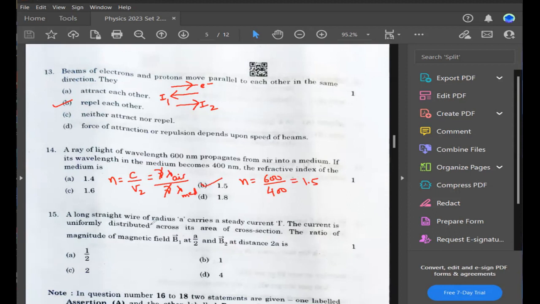B option is correct. Next is a long wire of radius A carries a steady current I. The current is uniformly distributed across the cross section. The ratio of the magnetic fields B1 and B2 at a distance 2A. Let's draw the figure.